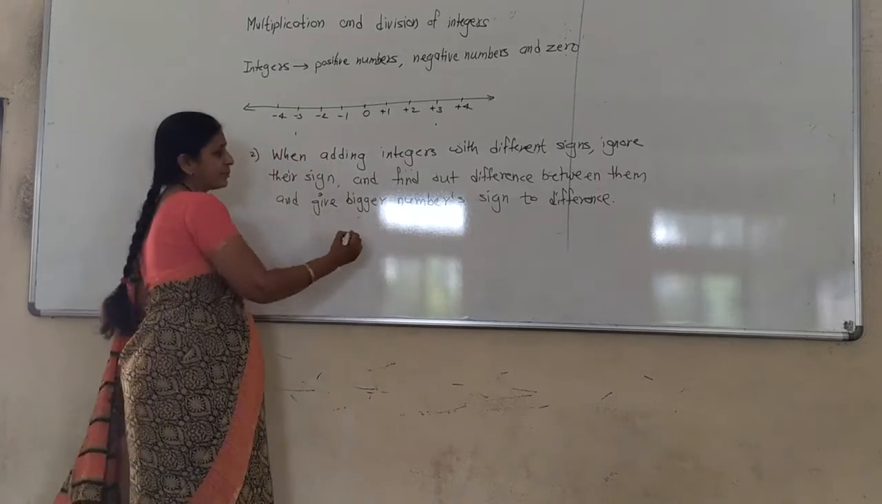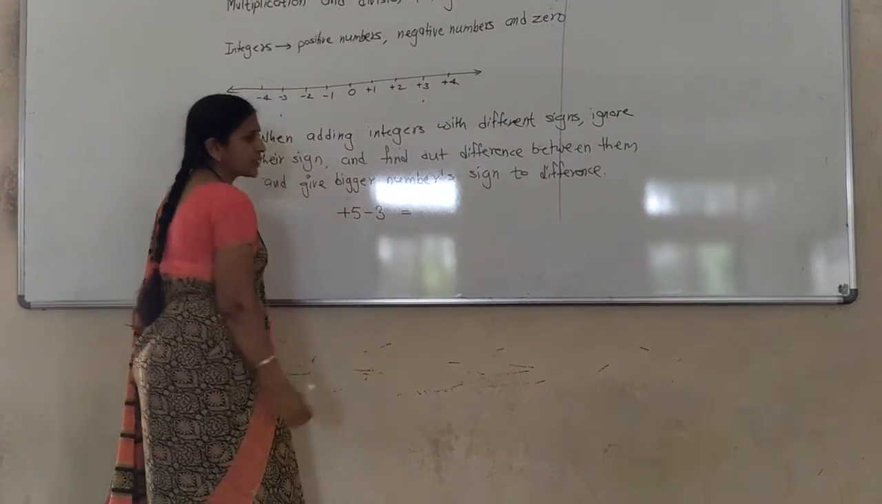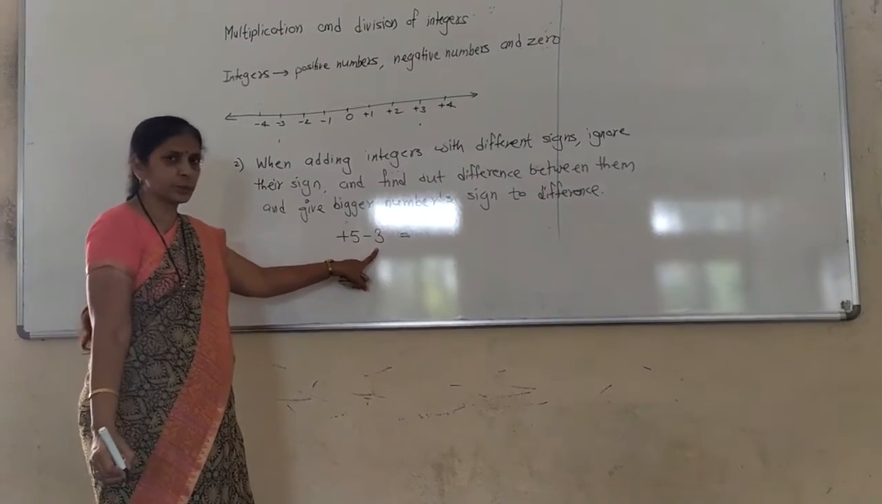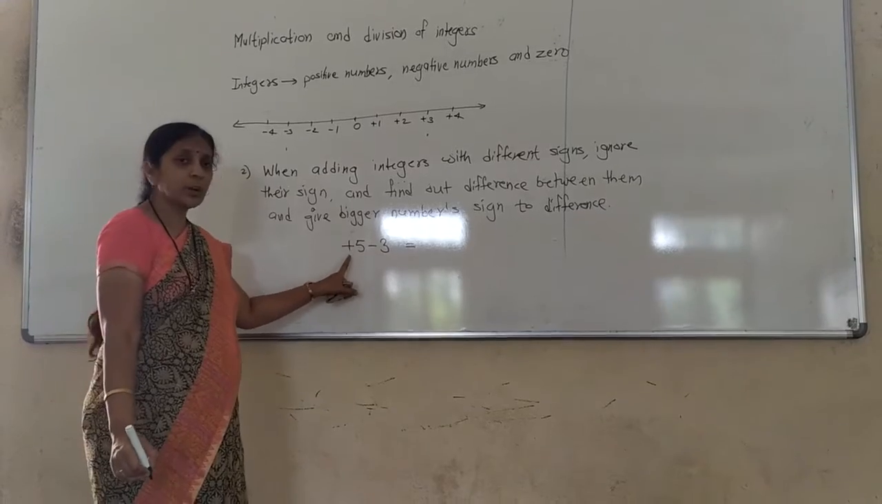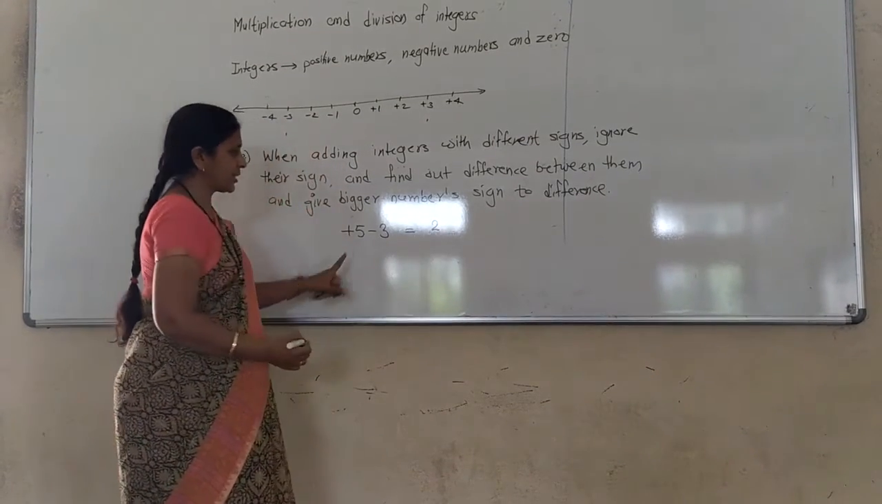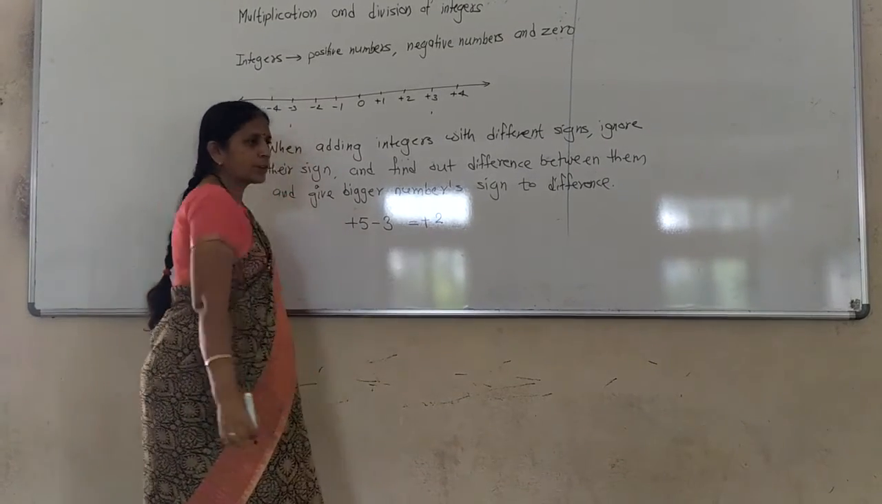Now I will take the example plus 5 and minus 3. You can see here two integers, the first one is positive, the second one is negative. So first we have to find out the difference. 5 and 3 difference is 2 and the bigger number is 5. So what is the sign of 5? That is a plus. So our answer is plus 2.